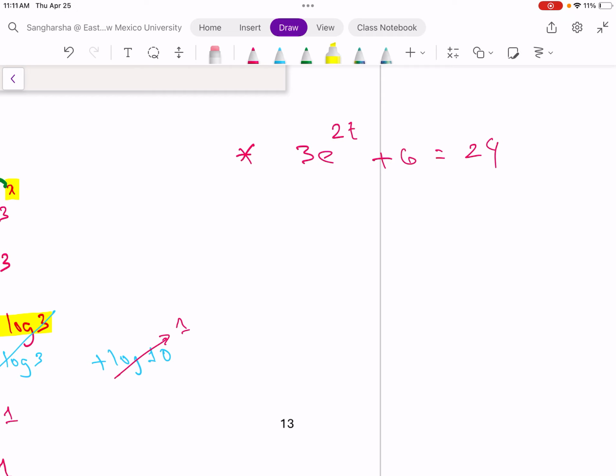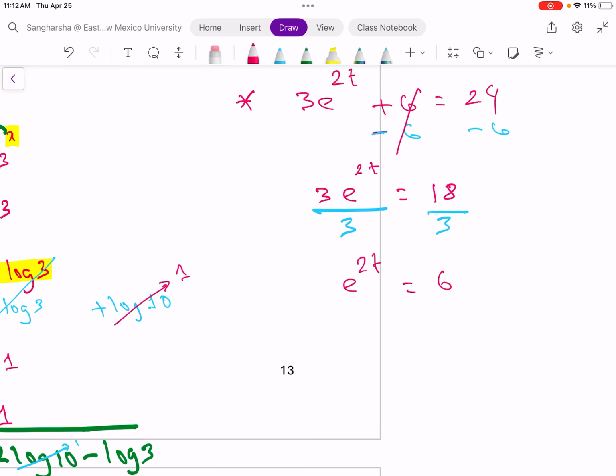Now what would be your first step in solving this equation? Do we have like terms here? 6 and 24 are like terms, right? So let's collect these like terms together. It means you subtract 6 on both sides. So we have 3 times e to the power 2t equals 24 minus 6, that is 18. Now we have 3 in front of e to the power 2t, so let's divide both sides by 3. So we have e to the power 2t equals 6.